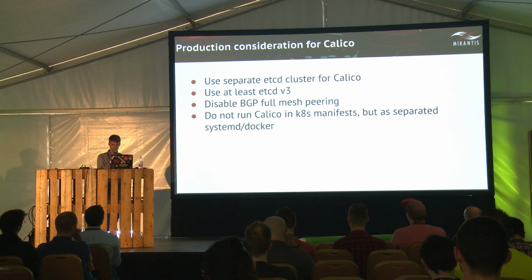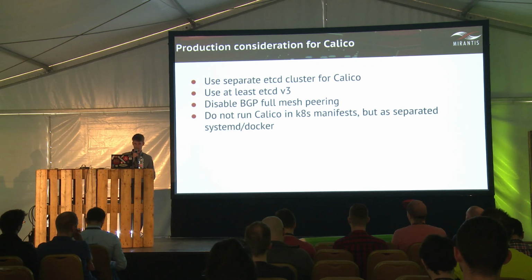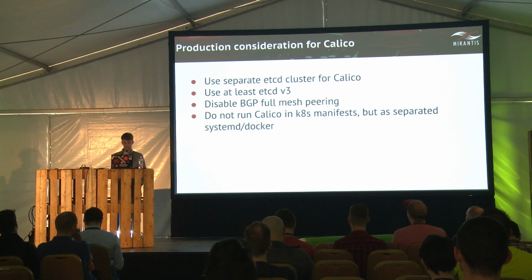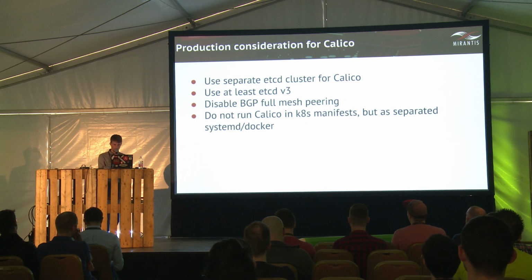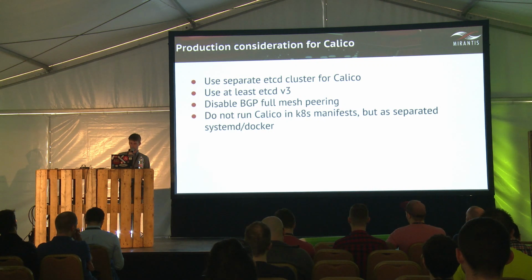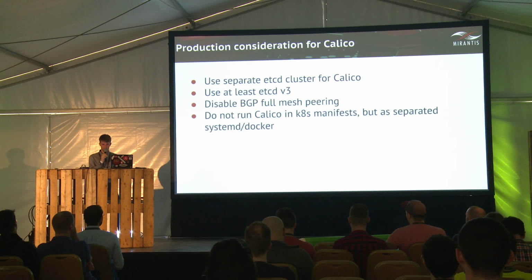And the second reason for this separation is that you probably want high performance on your etcd, for your networking control plane to be as fast as possible. Another consideration is to always use etcd version 3 because it brings huge performance improvements. And you should disable BGP full mesh peering. Use route reflectors as I described before.